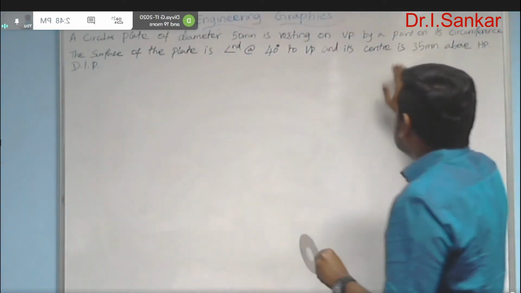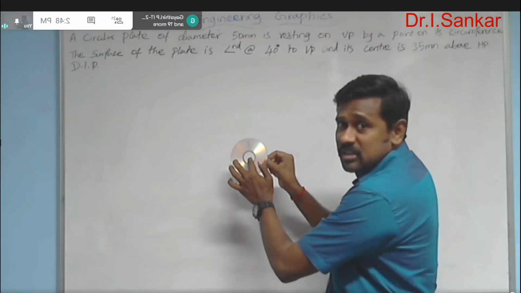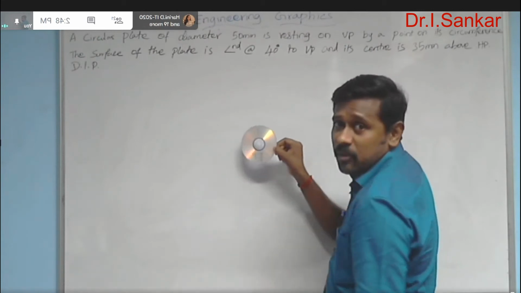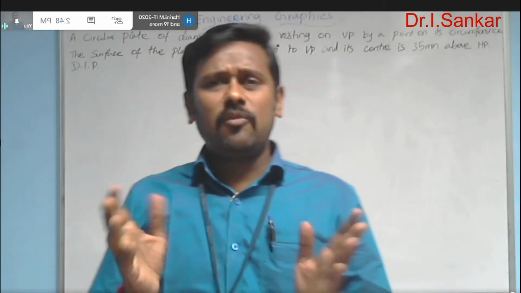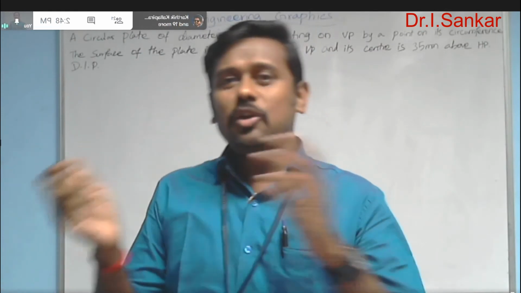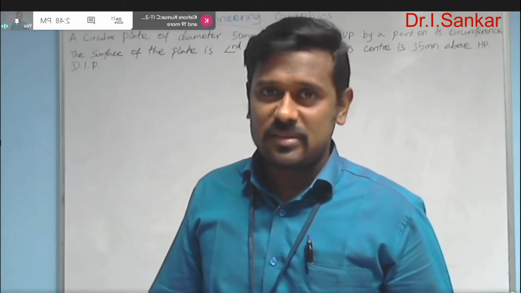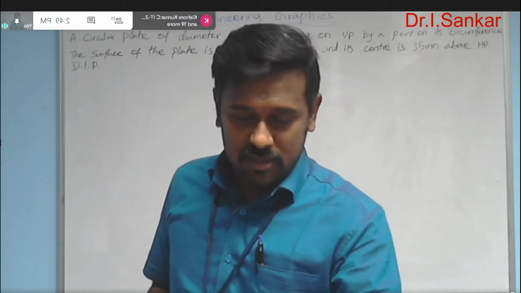And the center is 35 mm above HP. The center point of the circle is 35 mm above the horizontal plane. This is what the question gives. It's actually not a question, it's a statement of the situation. You have to translate these words into graphical outputs, such as our drawings. Okay, let's do it. First of all, we need to draw the XY line. It's our usual duty.